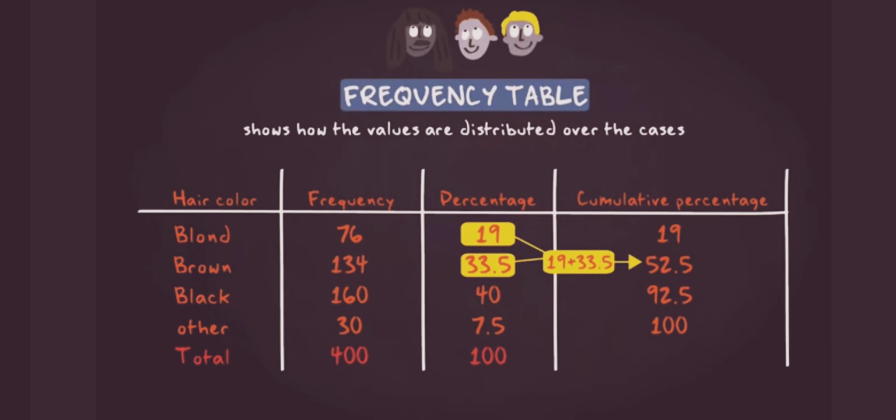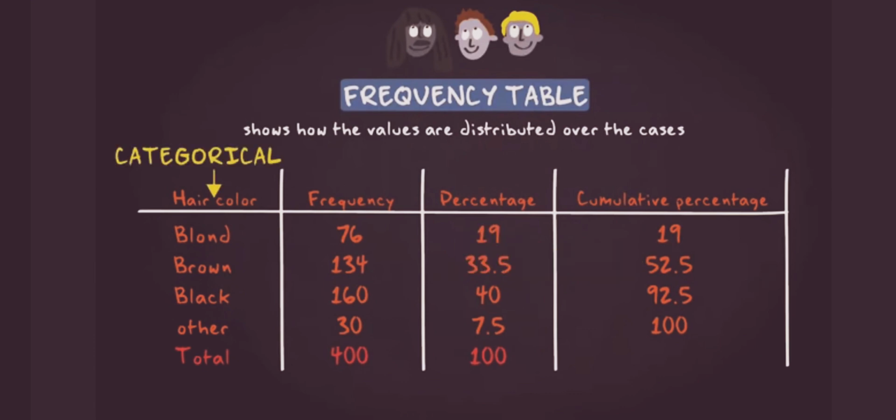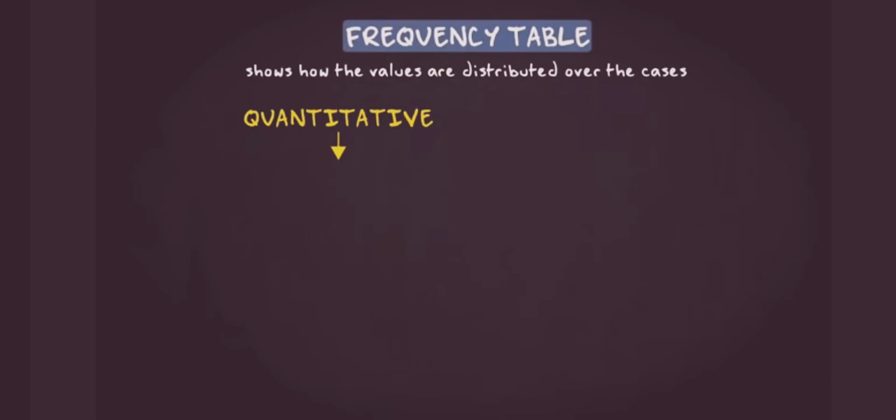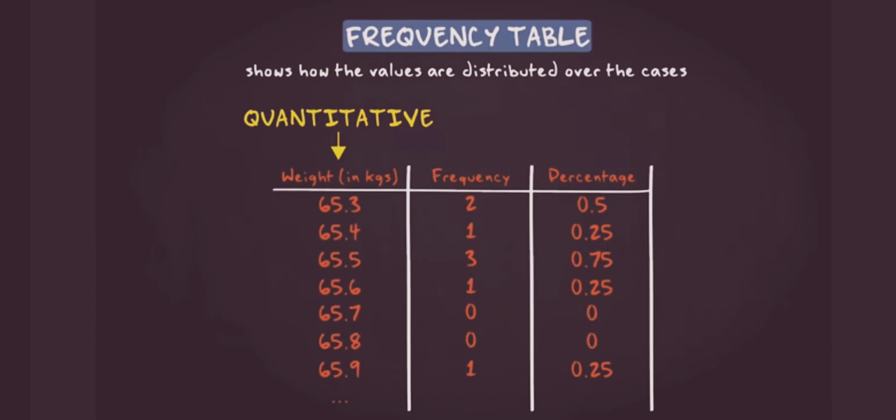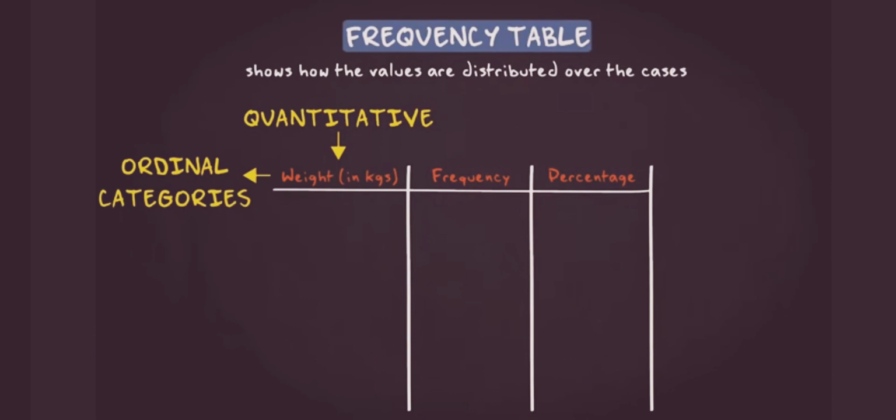In this example, we talked about a categorical variable, hair color. What if we are dealing with a quantitative variable? Take weight, for instance. It doesn't make sense to compute percentages for every specific value of weight, because then we would end up with a countless number of categories. The frequency table would show, for instance, that 2 persons have a weight of 65.3 kilograms, 1 person a weight of 65.4 kilograms, etc. That doesn't give a good overview, because it barely tells you more than the original data matrix.